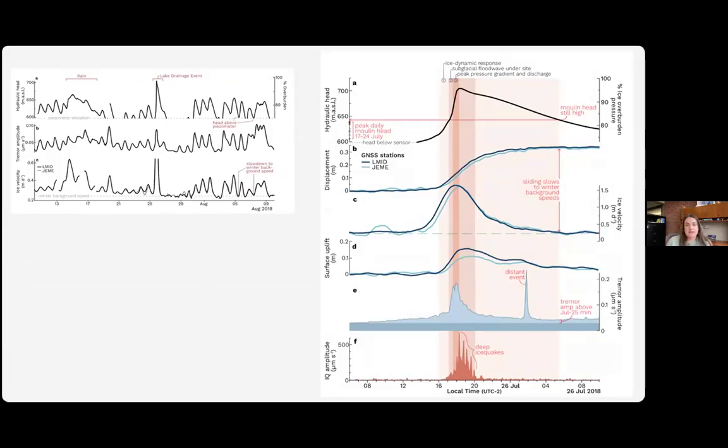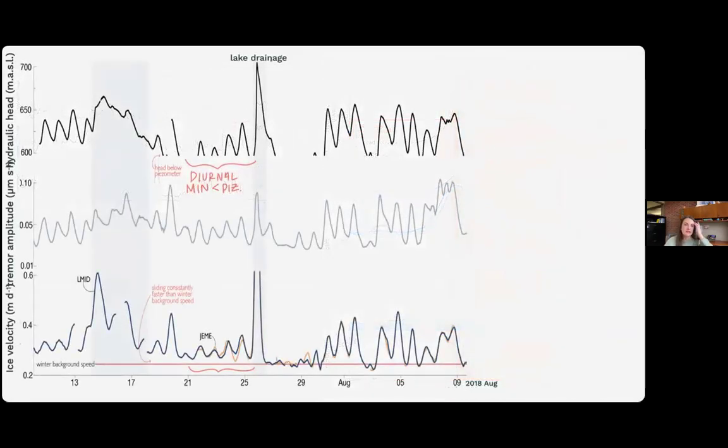So we see that spike, we see this increase in ice velocity, and then we see a subsidence, and then go back to our diurnal signals after that, because this occurred in late July. So from this lake drainage event, we see a modification of the characteristics of our relationship between our moulin hydraulic head and our sliding speeds.